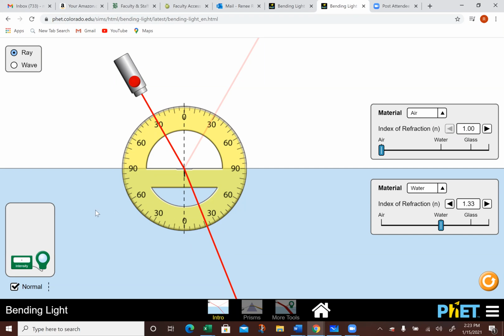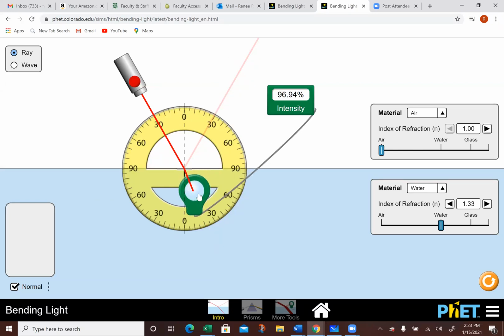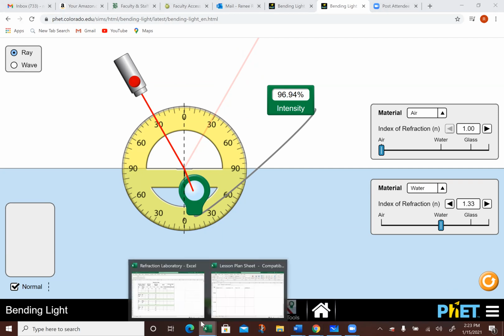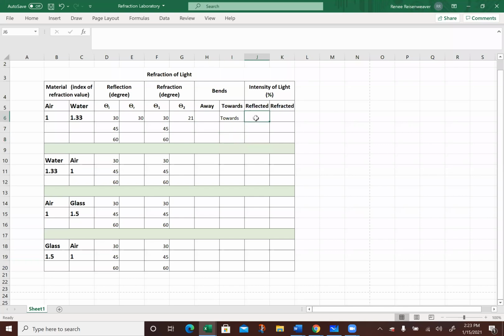Now, what I want you to add to this today is the question of how much light actually reflects. This is an intensity meter to tell us the percentage. It's telling us here that 3.06% of the light bounced off of the water, which means 96.94 went through. Those should add up to be 100. When you go back to your data table and it asks how much reflected off, it's 3.06. How much went through? 96.94. So the question will be, does that change with different angles? Do I get more light reflecting if I change my angle there?